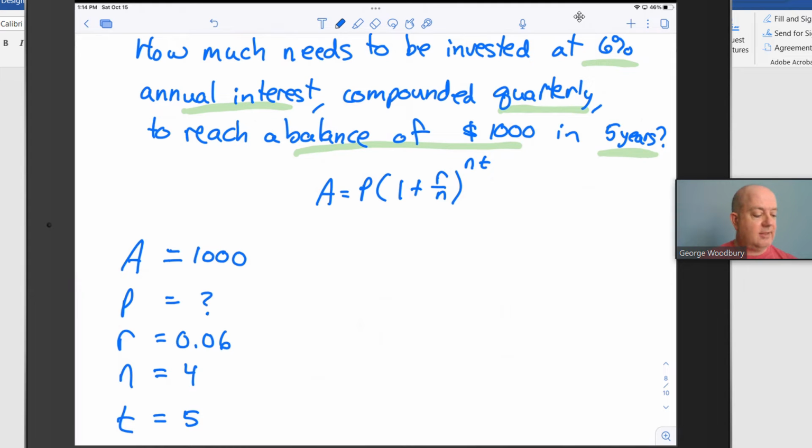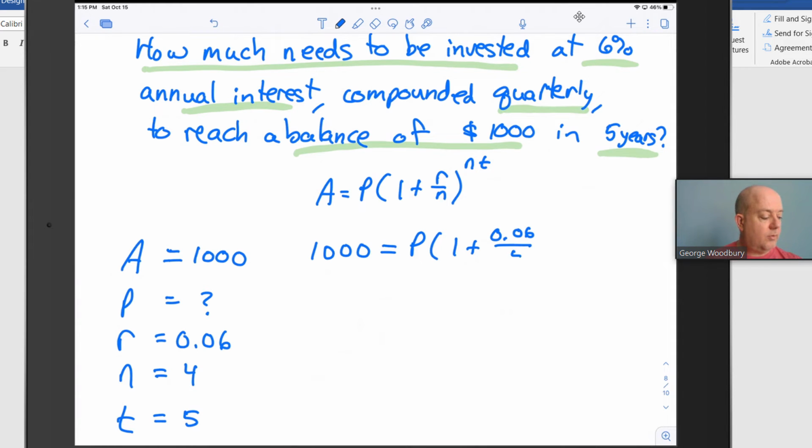Now that should make sense because in the beginning of the problem, it says how much needs to be invested. That's the principal. So it makes sense that the principal is the one that we don't know. Now substituting into the formula, A is 1,000, P we don't know, so I'll leave that as P, times 1 plus 0.06 over 4 for R and N, raised to the 4 times 5 power.